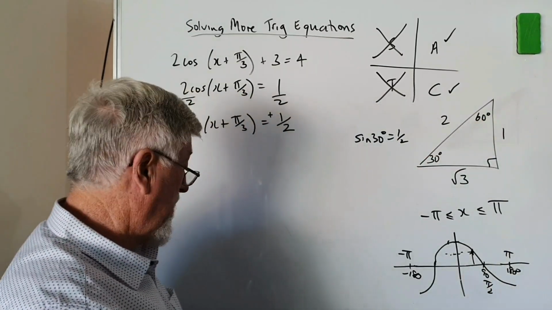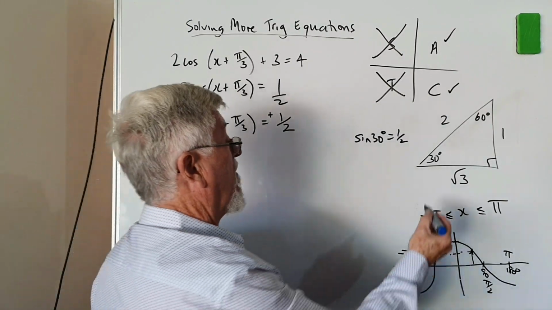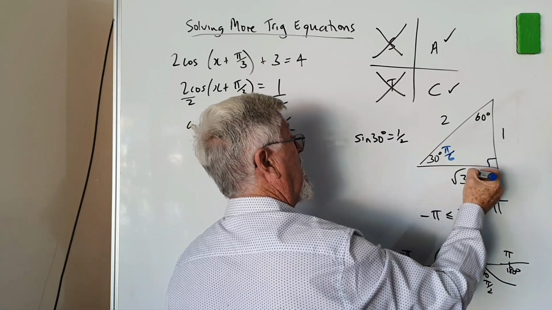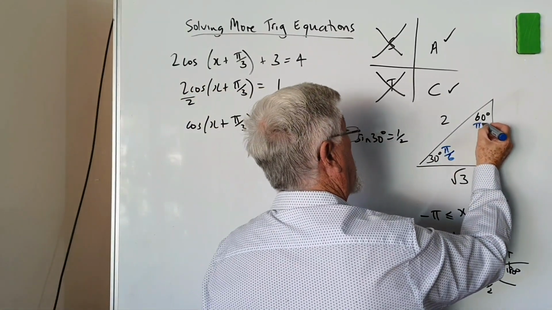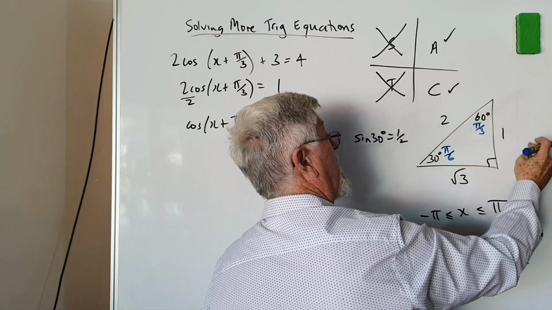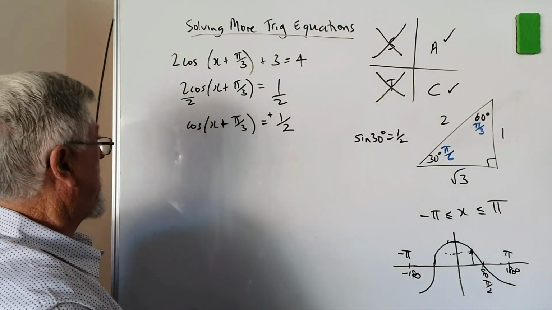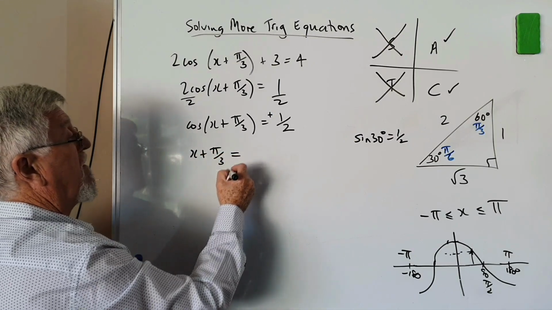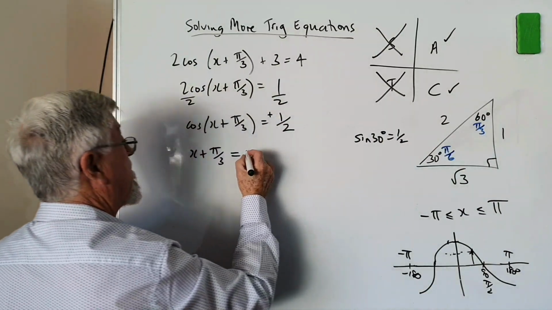Now of course we're not talking about 60, we're talking about radians. What fraction is 30 over 180? It's a sixth of 180. What fraction is 60 over 180? It's a third of 180. So we're talking about cos of pi on 3 being 1 on 2, which is your adjacent on the hypotenuse. Let's go back over here. So the x plus pi on 3 will equal a half when we're using an angle of pi on 3.